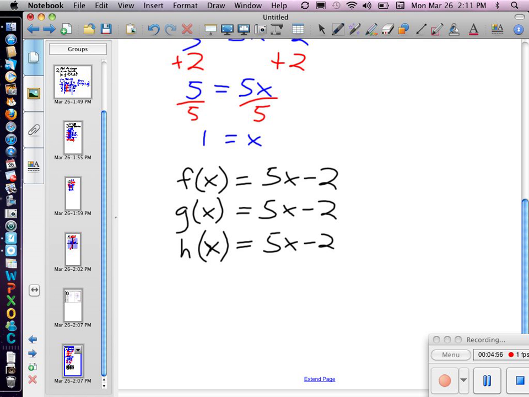These all mean the same thing, and they mean y equals 5x minus 2. It's just the benefit of having the f of, the g of, or the h of means you can plug in a number there, and then the person doing the problem knows to put in that number for x in the problem.